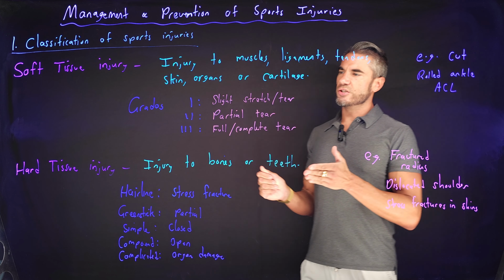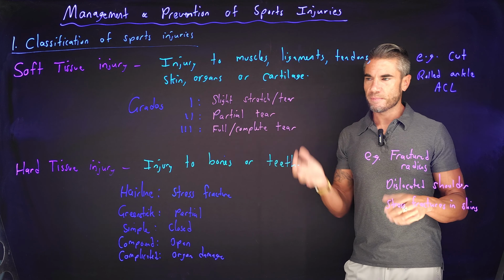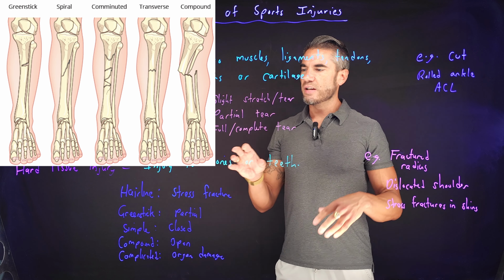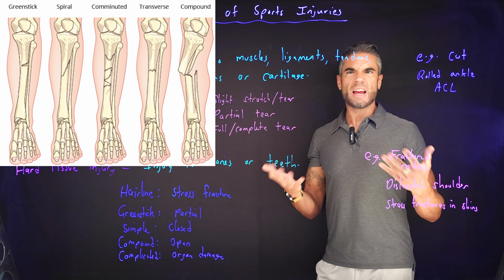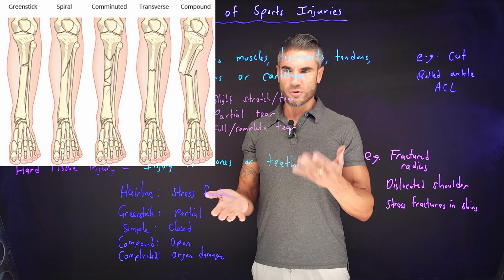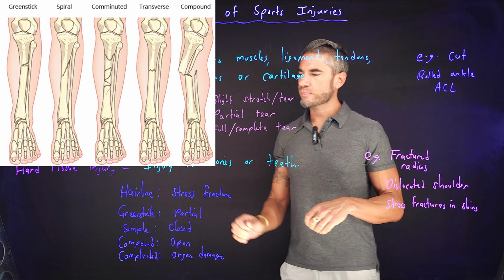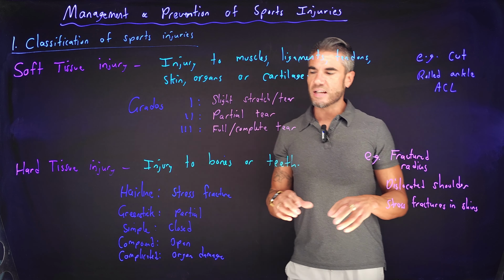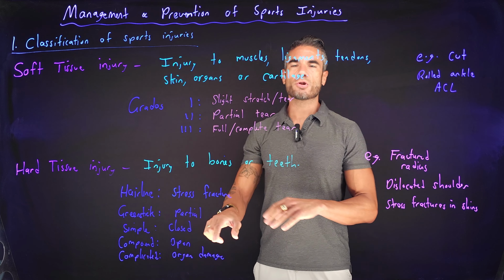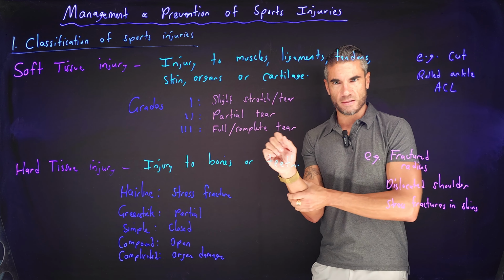Then we've got our hard tissue injuries, all right? So hard tissue injuries are injuries to bones or teeth, okay? Once again, there are classifications here. So we've got hairline. You may have heard the term hairline fracture, which is just the fancy way of saying stress fractures from overtraining, etc. Greenstick fractures means that there's a partial fracture in the bone. A simple fracture means that the bone is completely snapped, but it is contained under the skin, hence the word closed, all right? So you can have a simple fracture in your arm as long as the skin is intact.